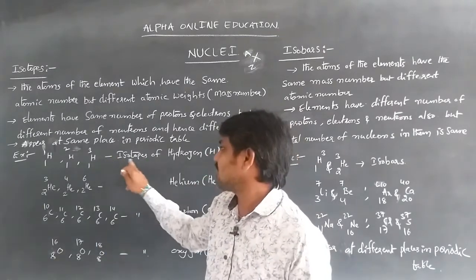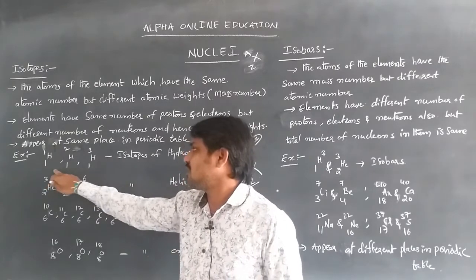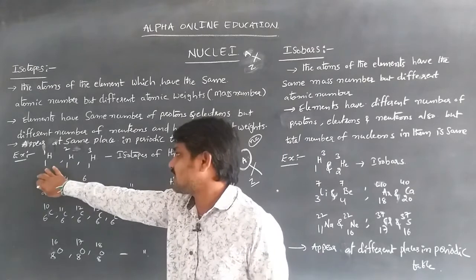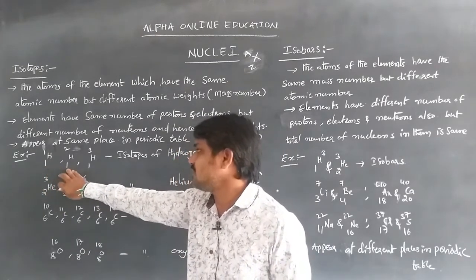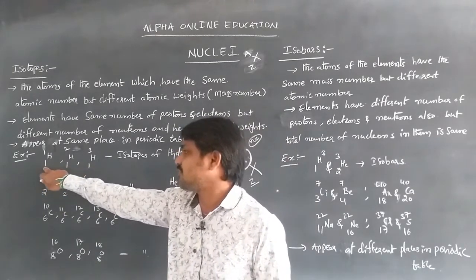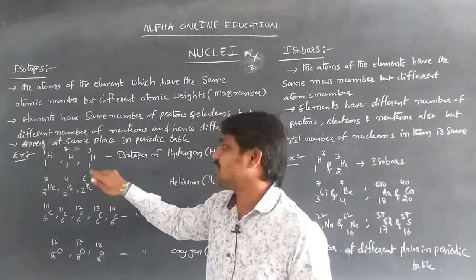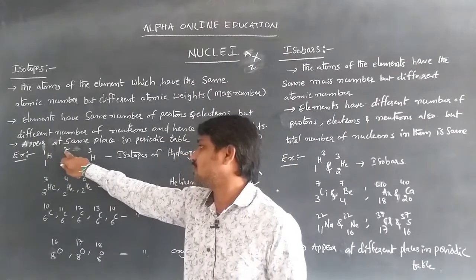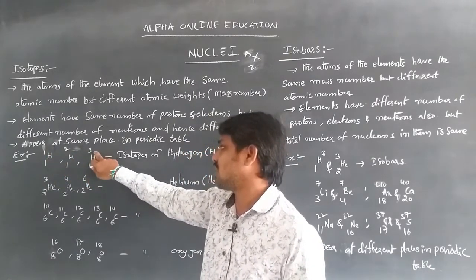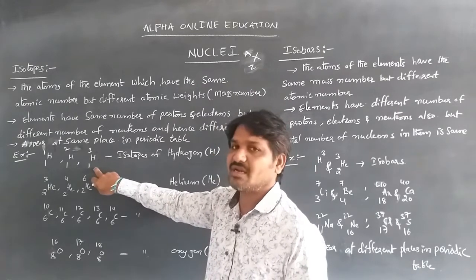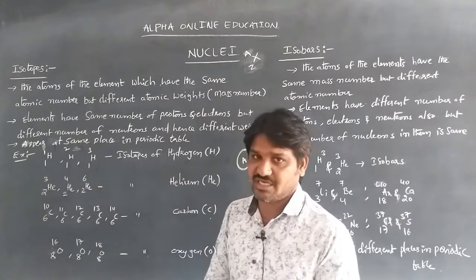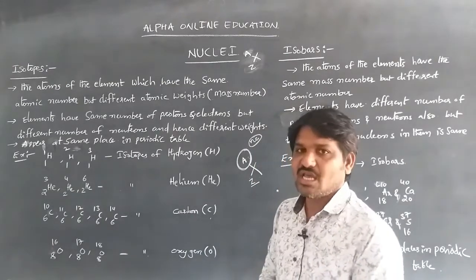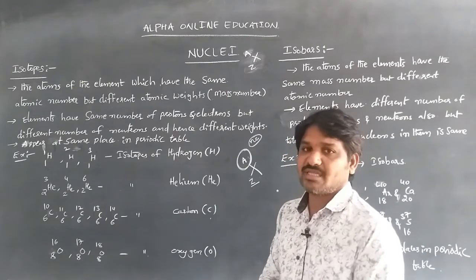For example, 1H1, 1H2 and 1H3 are the isotopes of hydrogen: hydrogen, deuterium and tritium. The number of protons is 1 in each hydrogen atom, but the neutron numbers differ: here 0 neutrons, here 1 neutron, and here 2 neutrons. That is why tritium is a radioactive material, always in the active state. We can't get it naturally; it is artificial, developed in the laboratory.